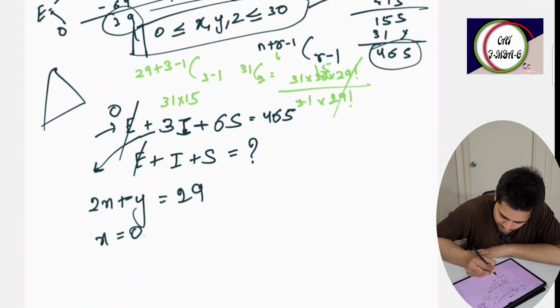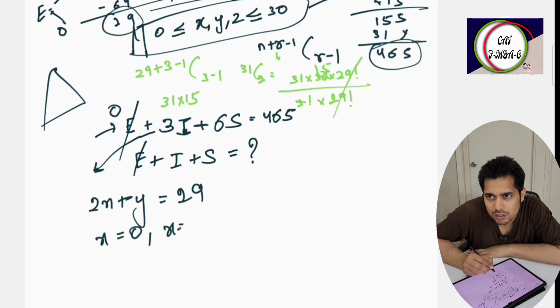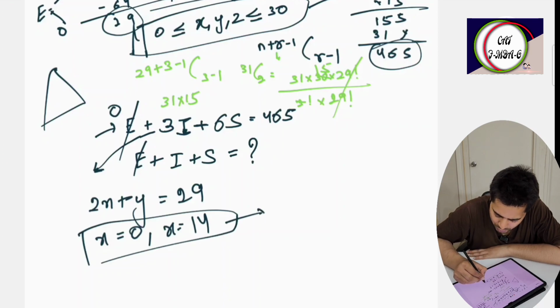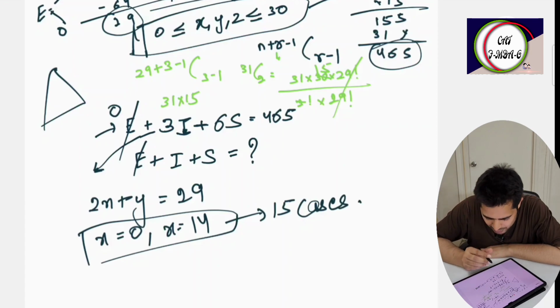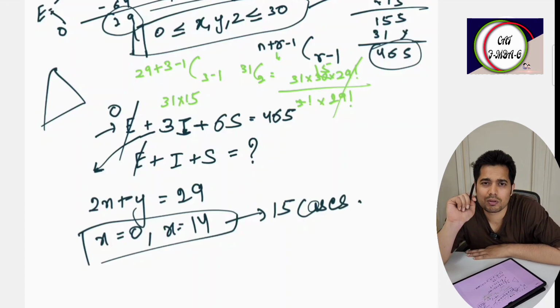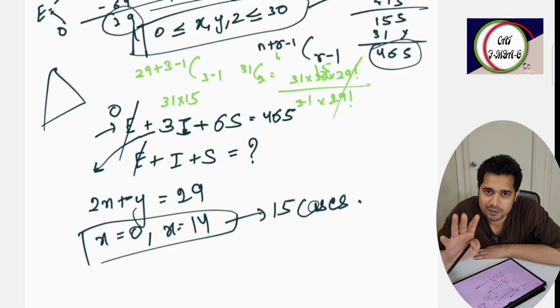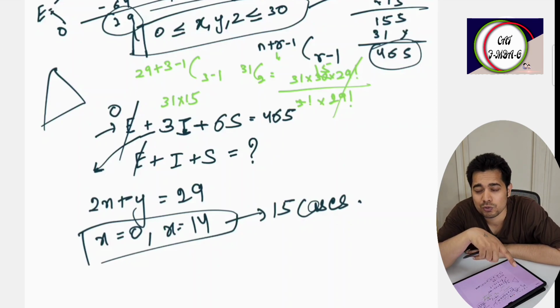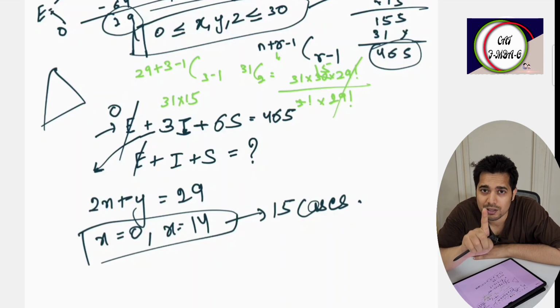Now x will range from 0 to 14, since 29 by 2 is around 14 something. So this will give us 15 cases. Since E is equal to 0, we will not consider E. If E would have been 1, then these 15 cases would have contained that E also. So we have to minus 1 E, one equilateral triangle, from these isosceles triangles.